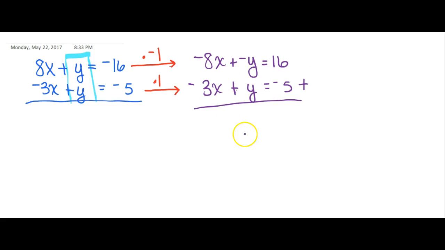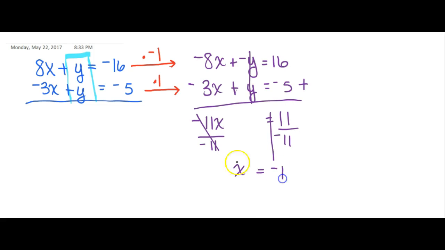So -8 plus -3, well, if I borrowed $8 and then I borrow another $3, I owe all of that money: 8, 9, 10, 11. So that's $11 I owe, so that's -11x. Our y's cancel out, and then this becomes 11. Divide by -11 to solve for x, and x equals -1.